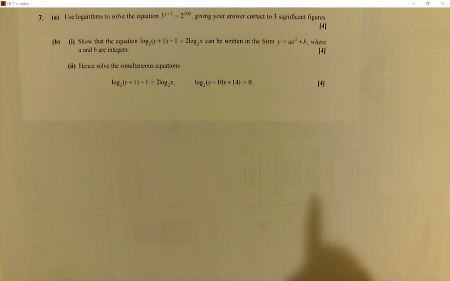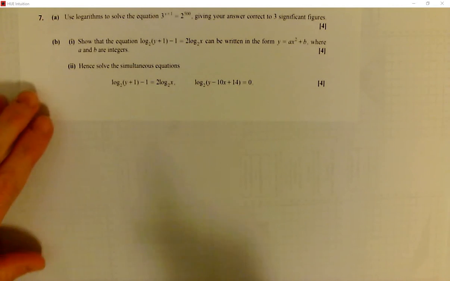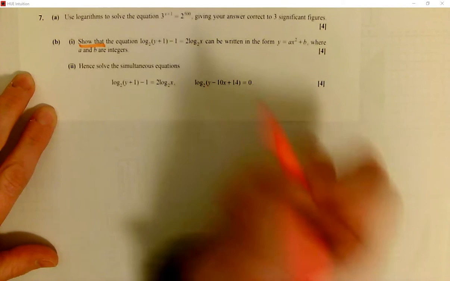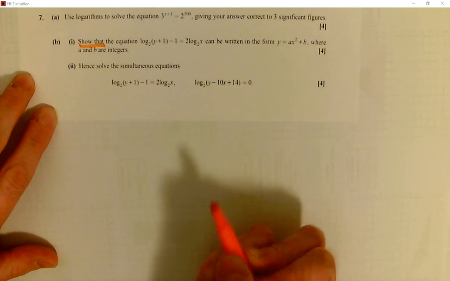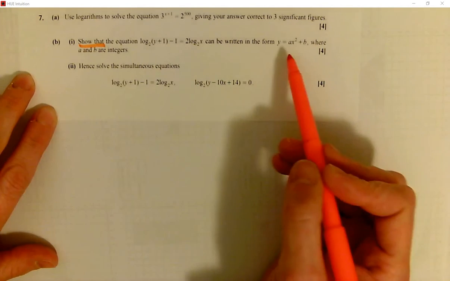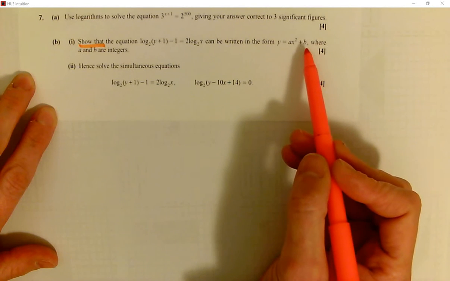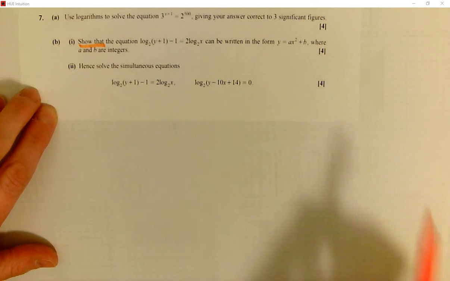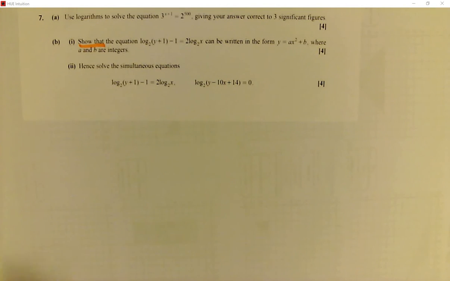Hi Year 12s, I'm going to go through the January assessment question 7b. Okay, the first part we've got is "show that", so that means we have to show all our working. Show that this equation can be written in the form y equals ax squared plus b, where a and b are integers, so we have to go for that format. Okay, so I'm going to write down that equation first of all.